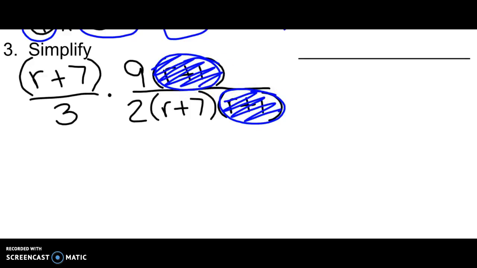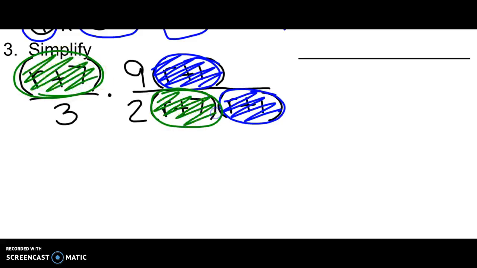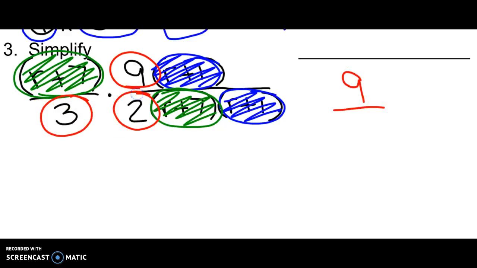And I see an r plus 7 and another r plus 7 in the denominator, so I can cross those out. All right, and now you've got a bunch of numbers left. So it looks like in the numerator you have a 9. In the denominator you have 3 times 2, which is 6.